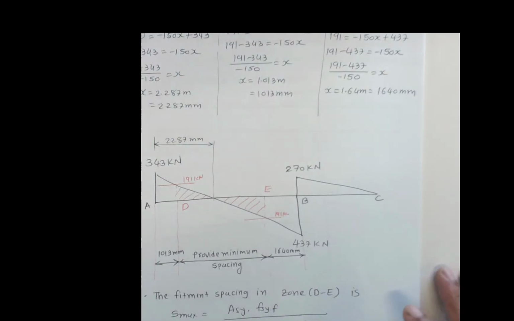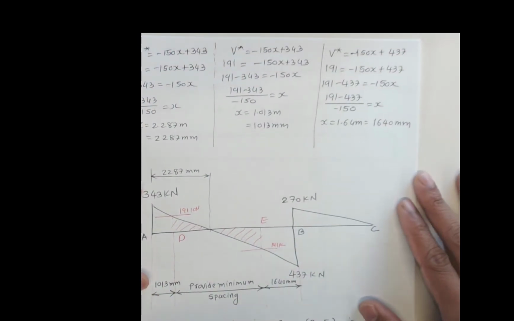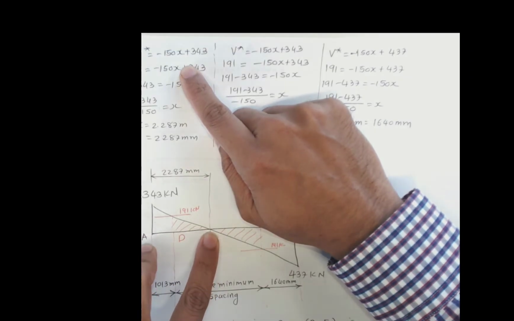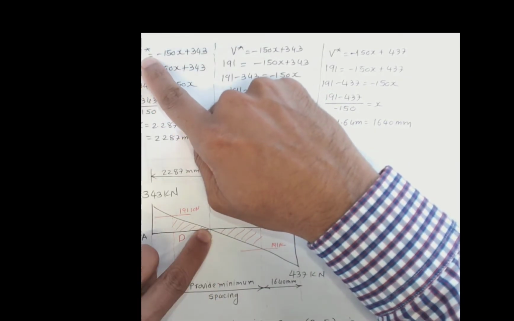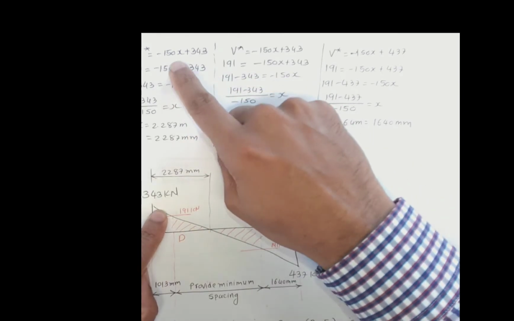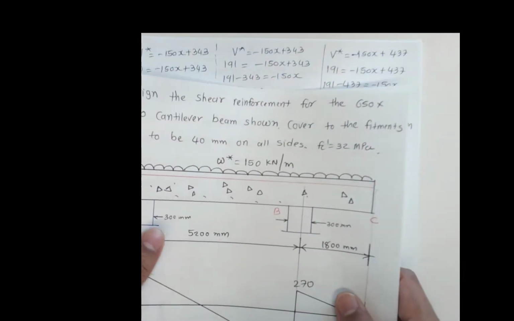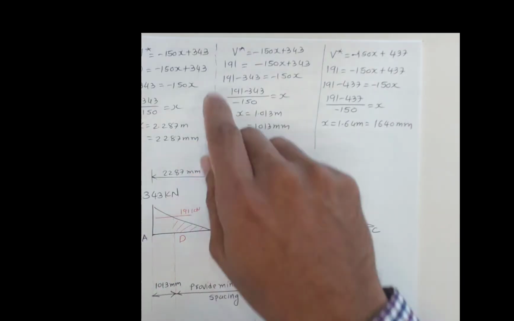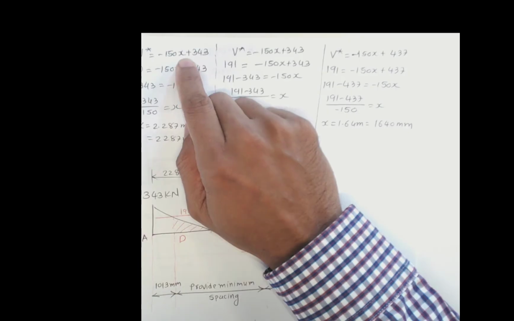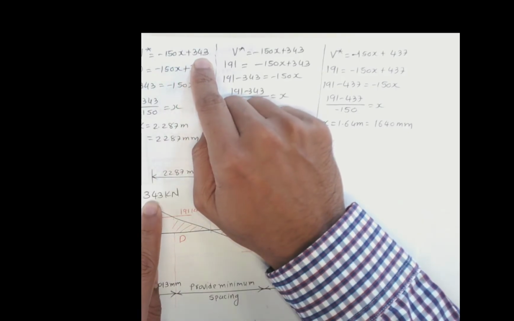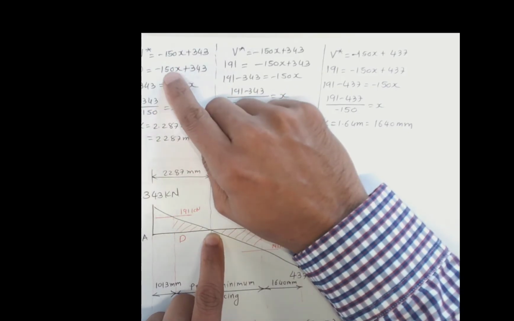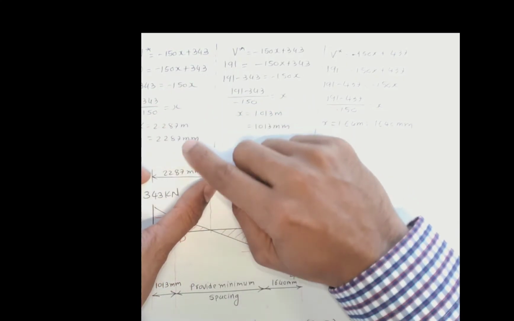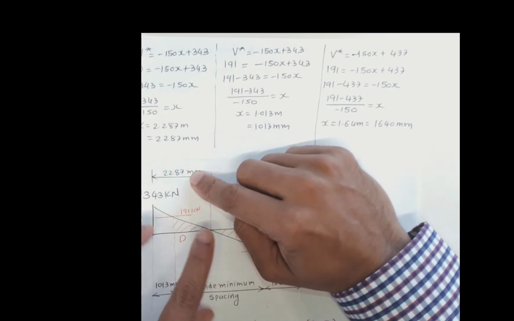Now to calculate those distances, we can use the straight line equations. First of all, let me find the distance where the shear force is 0. The shear force straight line has a slope of 150. That slope is given in the question, 150 kilonewton per meter, and it's going down, so it's a negative slope. So it's minus 150x plus the intercept 343. Shear force is 0, so we need to find this distance, let's say x. If you simplify that, x gives us 2287 millimeters.